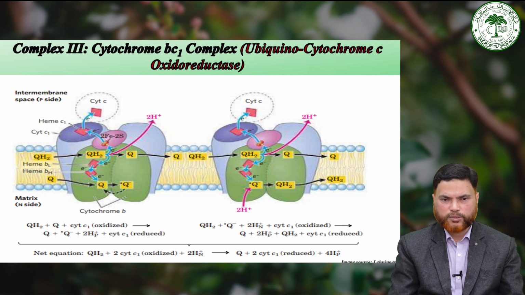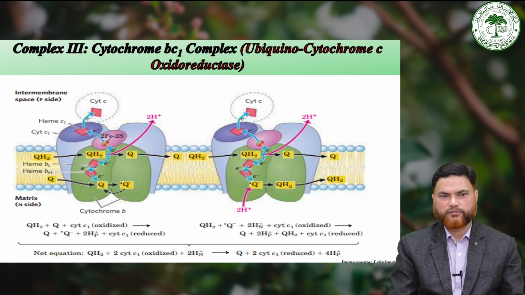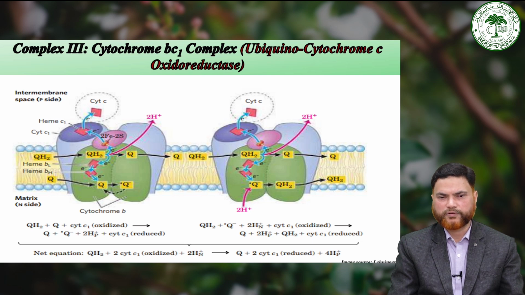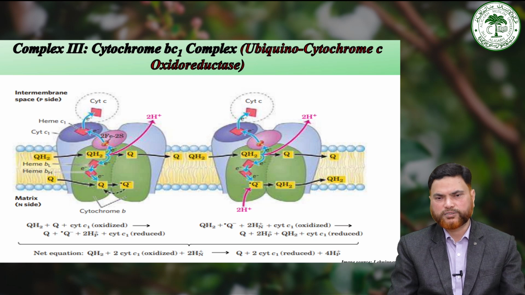Now, if we talk about the structure of this cytochrome BC1 complex, it is a very large complex, and its structure was revealed by X-ray crystallography, generally between 1995 and 1998. This complex consists of 11 polypeptide subunits, and out of these 11 subunits, only one is encoded by the mitochondrial genome. So, this is a very interesting point to note.